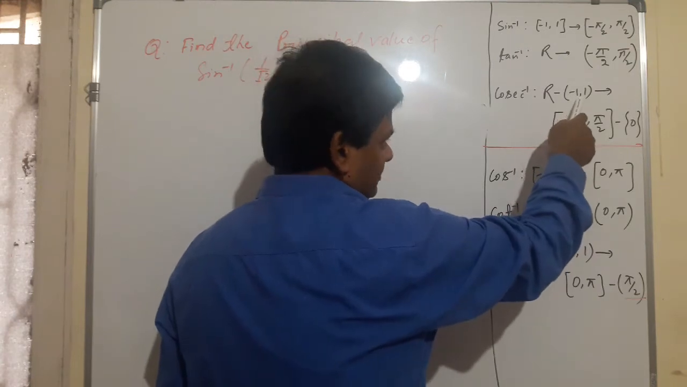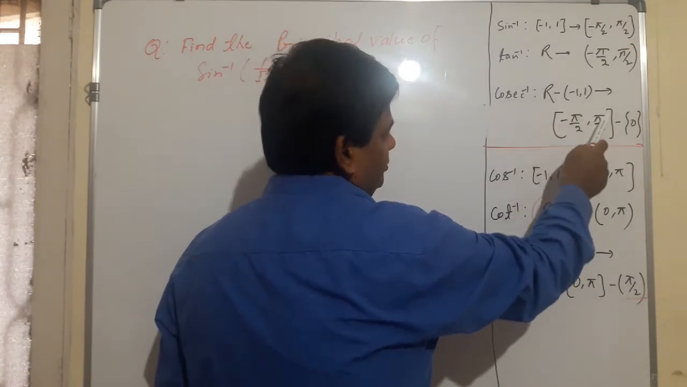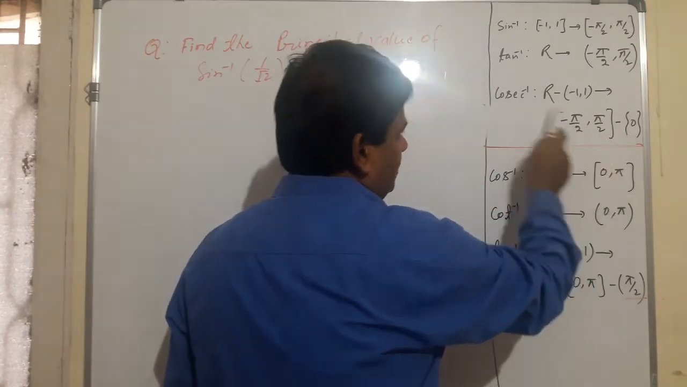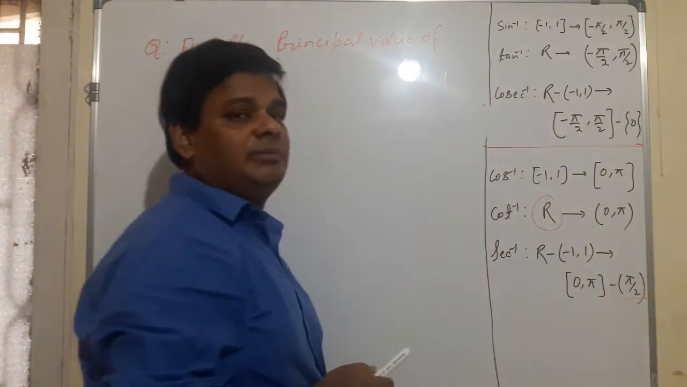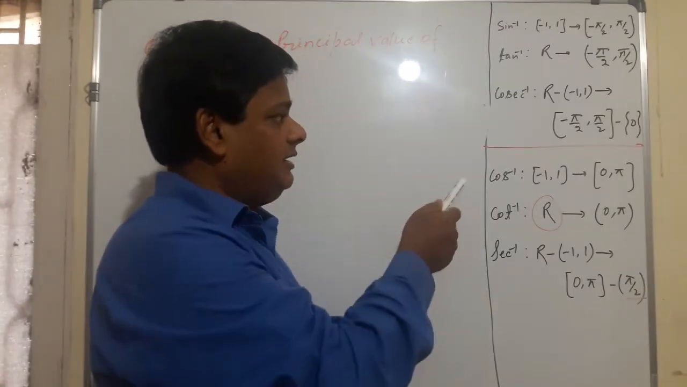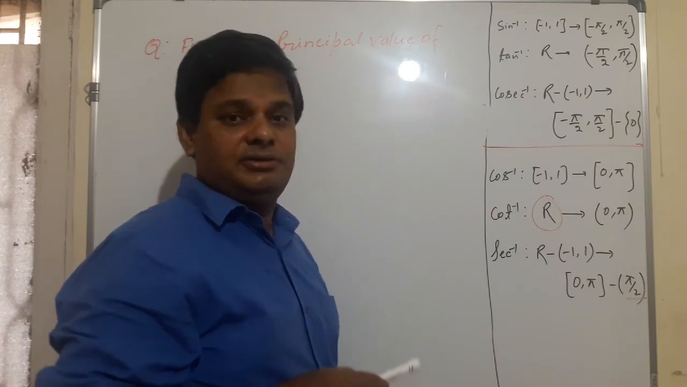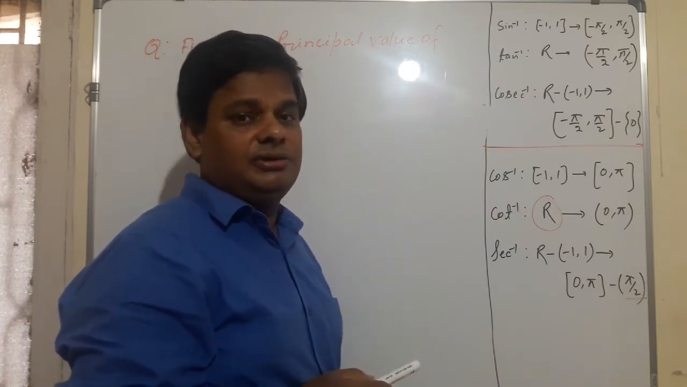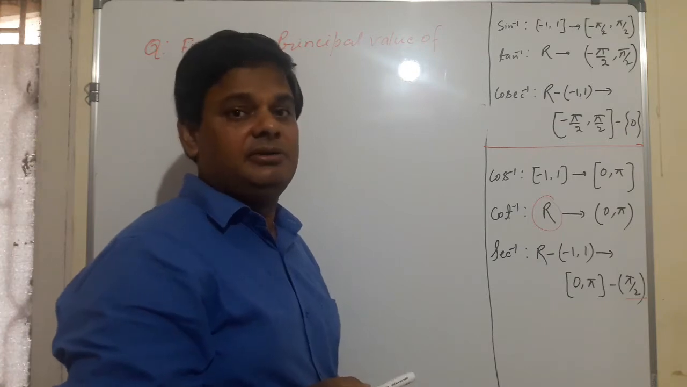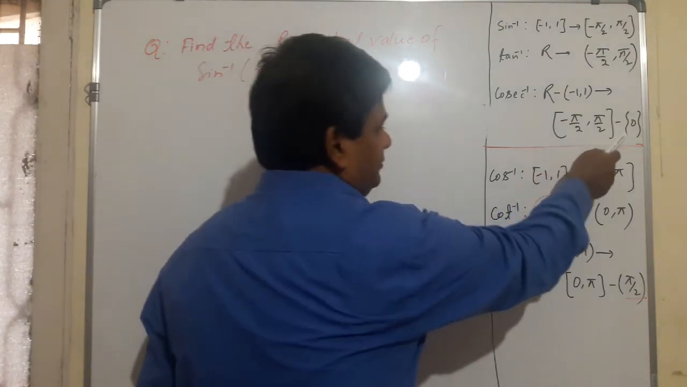graph does not exist, and principal value minus pi by 2 to pi by 2 except 0, because we know that cosec x is 1 by sin x. So x equal to 0 gives 1 by sin 0, so 1 by 0 is infinity, which means not defined. That's why 0 is excluded here.